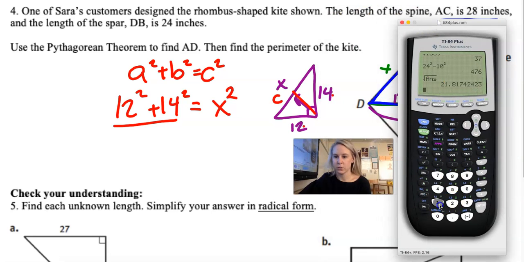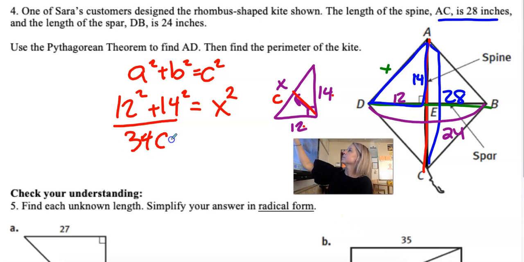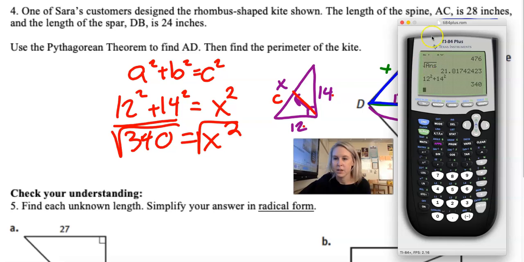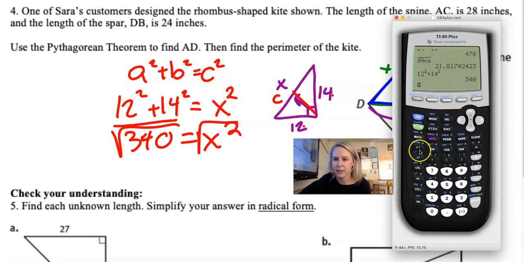So 12 squared plus 14 squared. Okay? So that answer is 340 equals my x squared. To get x by itself, I'm going to square root both sides. So let's do my calculator shortcut. The square root button is second, x squared.